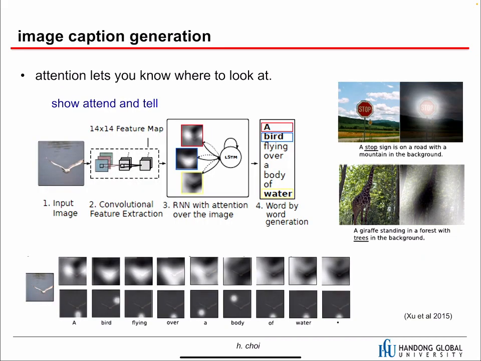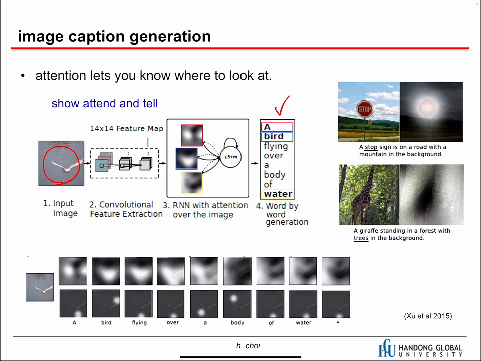And the next application is image caption generation. Given this image, we want to have one nice sentence describing this image. That is image caption generation. This one is exactly the same as neural machine translation, except the encoder. The encoder is based on the CNN. So CNN can encode the image, and then the decoder can generate a sentence, like neural machine translation.